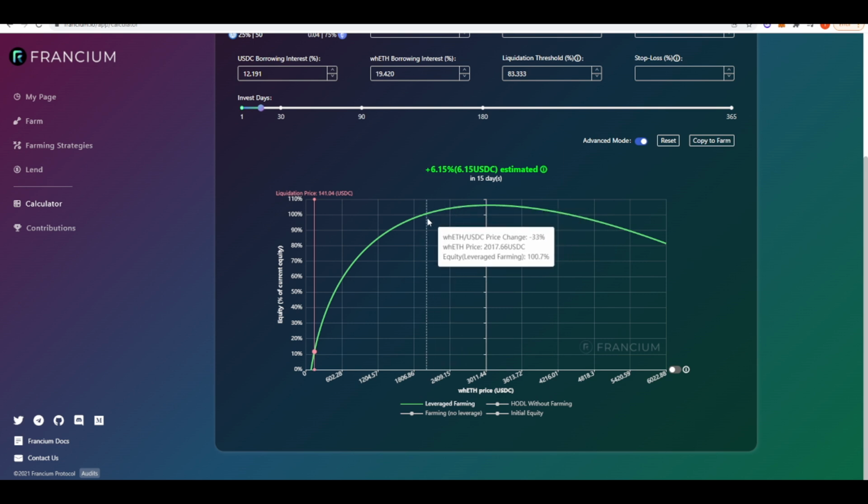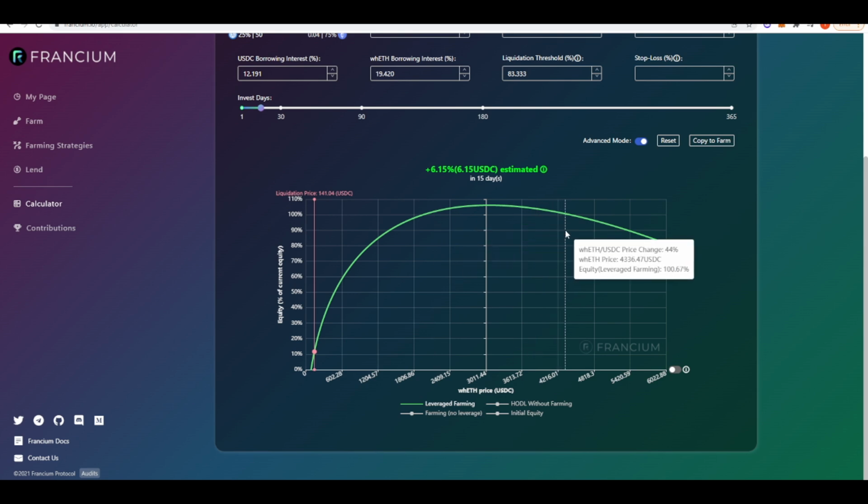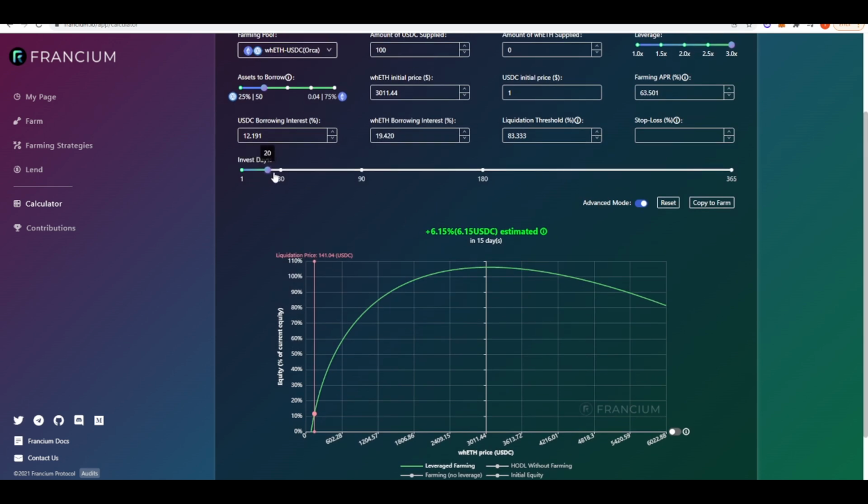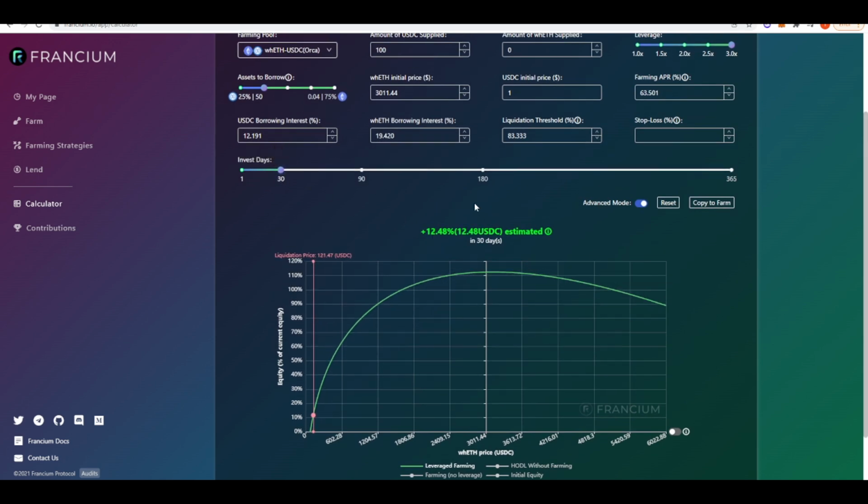And then you'd actually need ETH to go down 33% for you to start losing money, and you'd also need it to go up about 45% in order to start losing money. If I crank this up to 30 days, you get even a better buffer for actually making or losing money. At the end of the 30 days, you've made 12.48%, and that's assuming the price of ETH hasn't moved. And then you start losing money if the price of ETH goes down about 46%, or if the price of ETH goes above 70%.